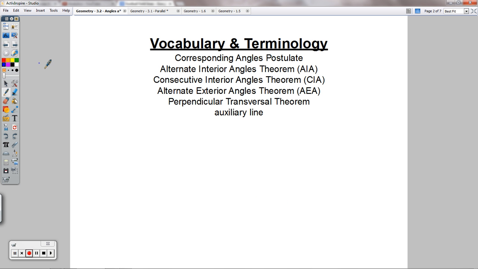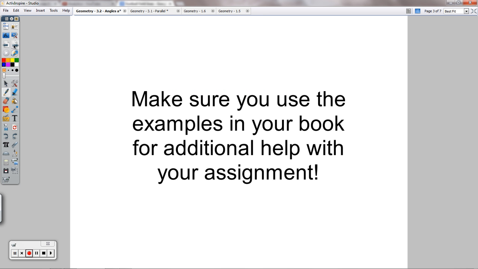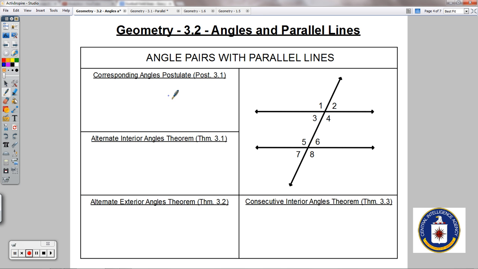These are the new terms for today. Make sure you know those by the end of the lesson, and if you're one of my students, use those extra examples in your book. These ones are like those, but not quite the same. So let's get started by determining what goes in these boxes here.